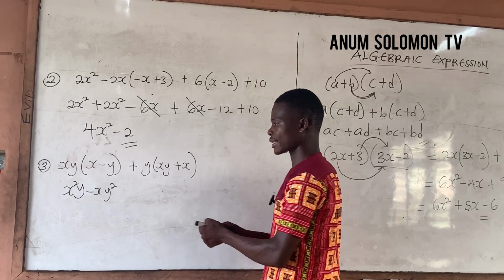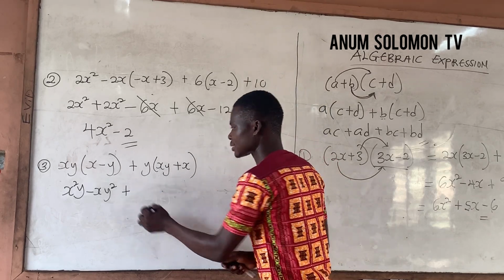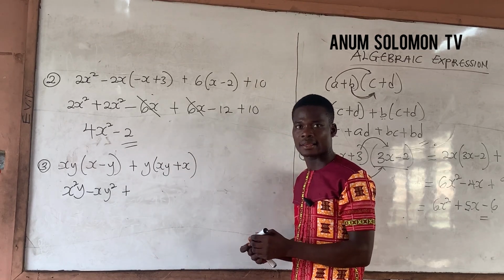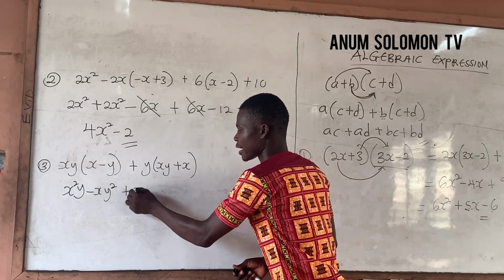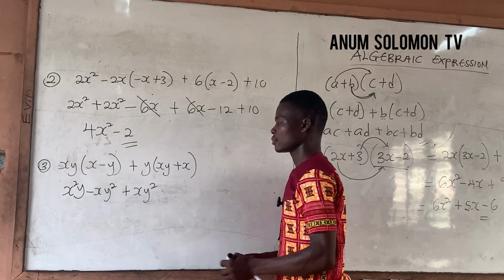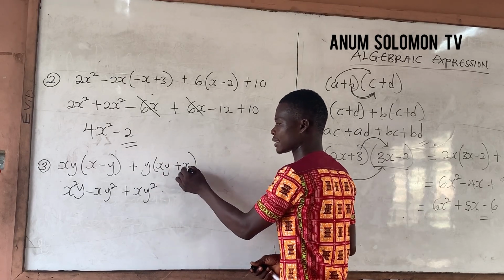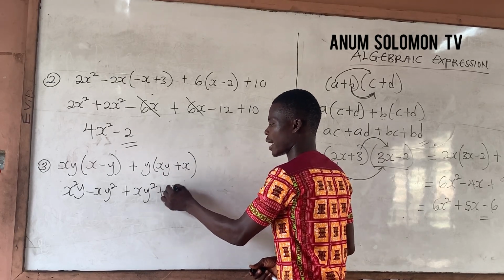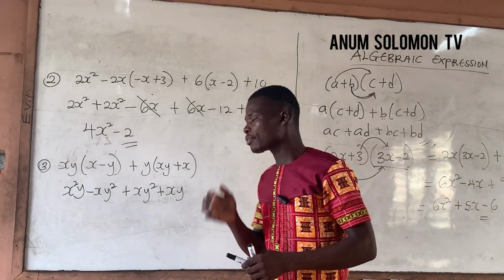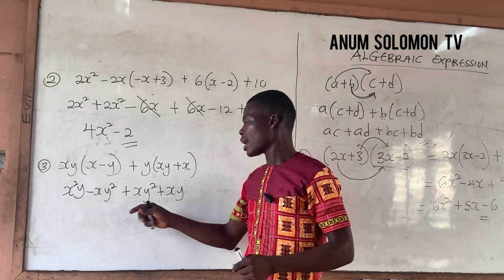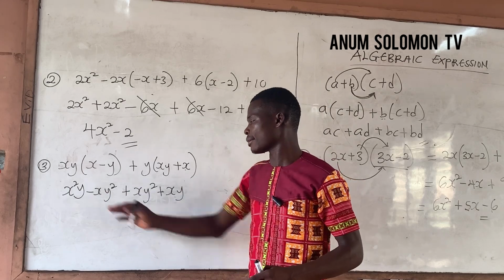Let's move on to the second bracket. You have plus y times xy. You have two y's multiplying each other. We have x times y squared. So y times this x, we have xy. So on this note, we have to check for the like terms.